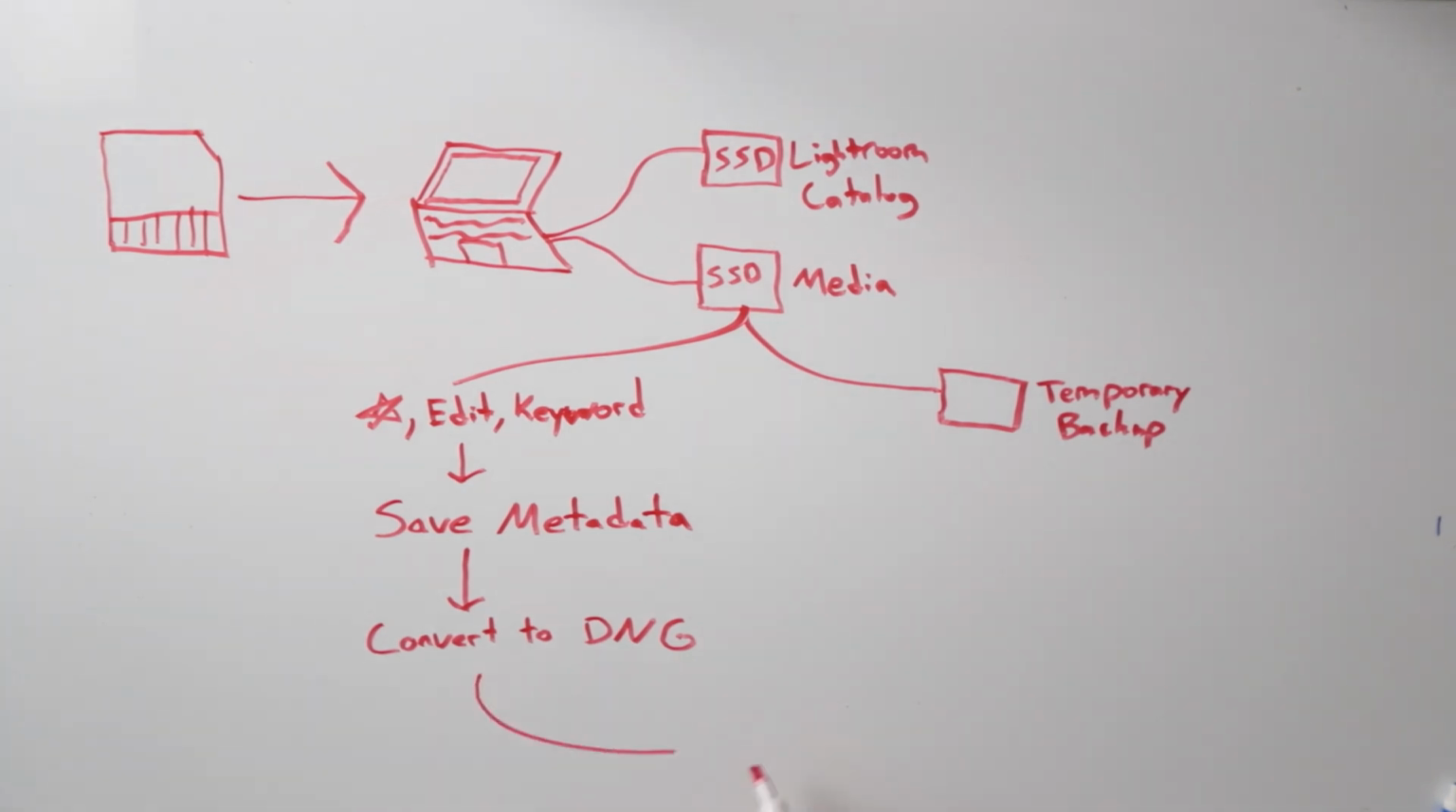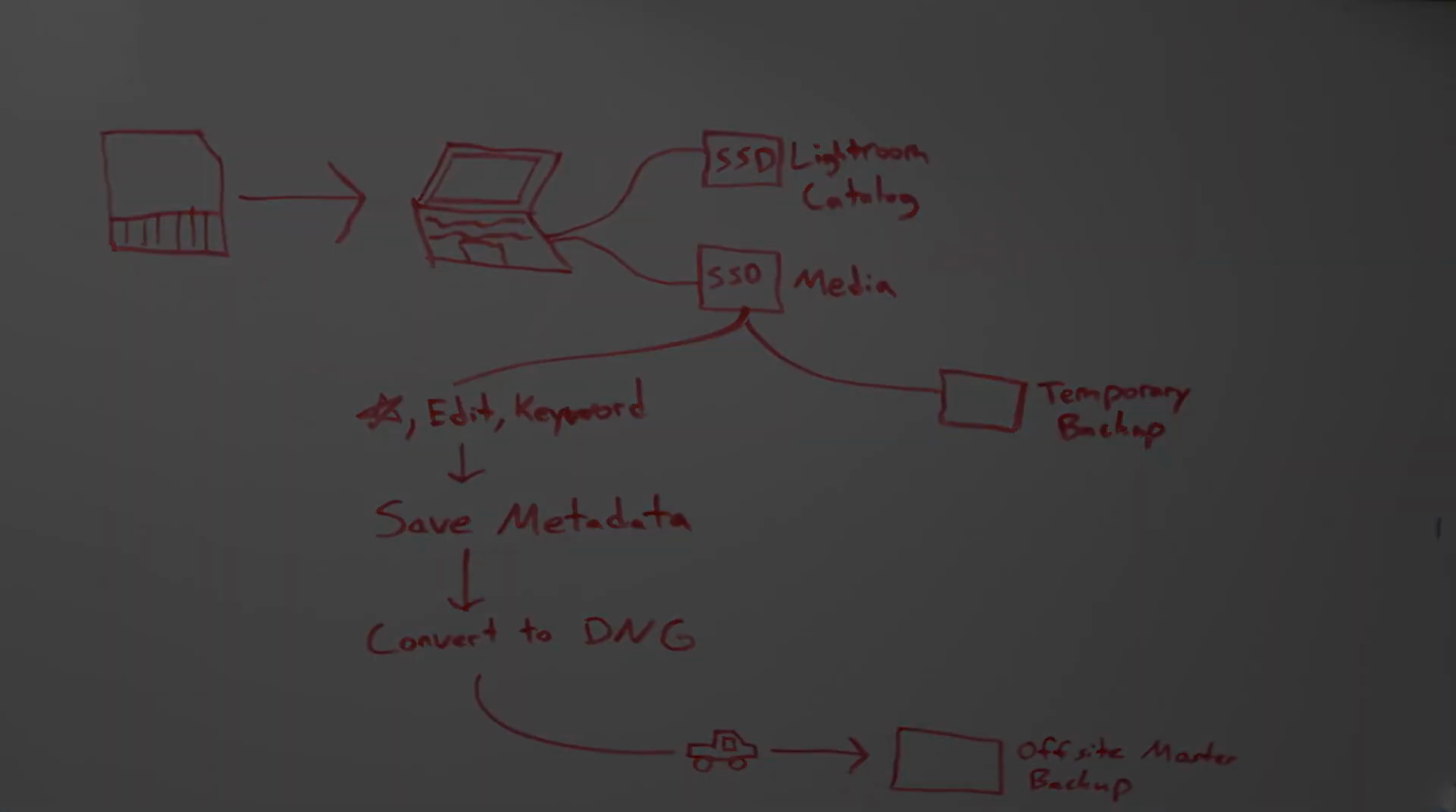Last thing I do is I make an off-site master backup, just in case like my house were to burn down, someone came in and stole my drives. Again, it's really important to have a redundant system. All right, so for this BC trip, I took about 13,000 images. Here is a sneak peek of some of the shots.